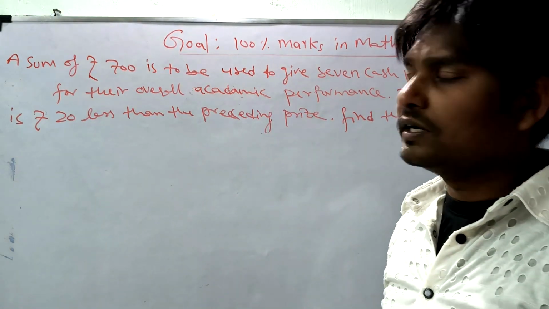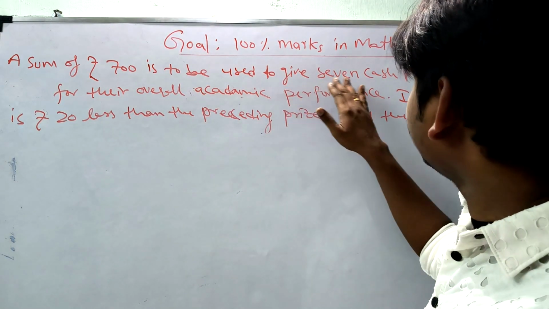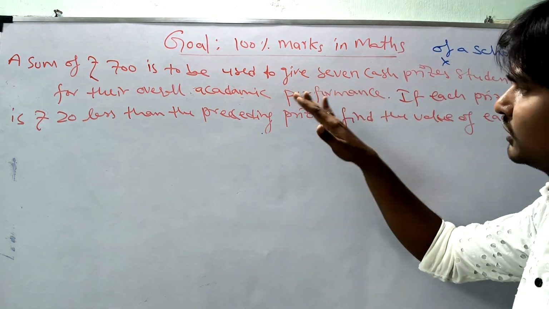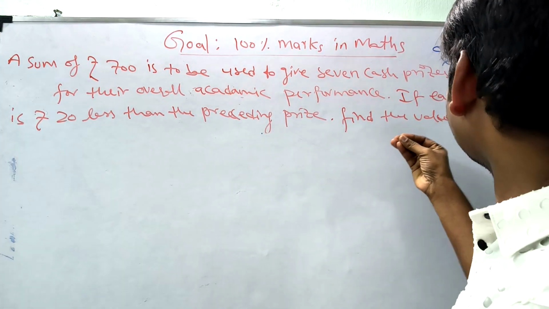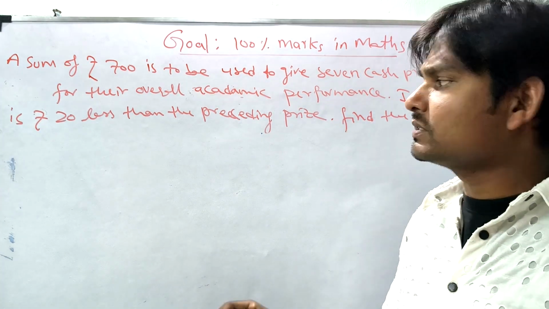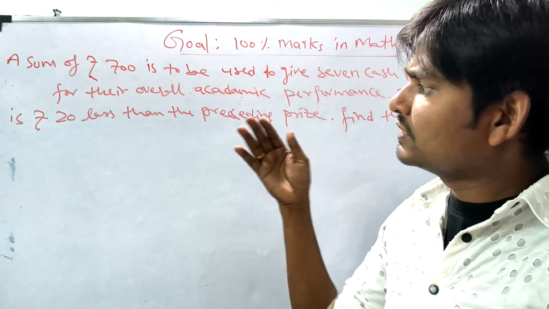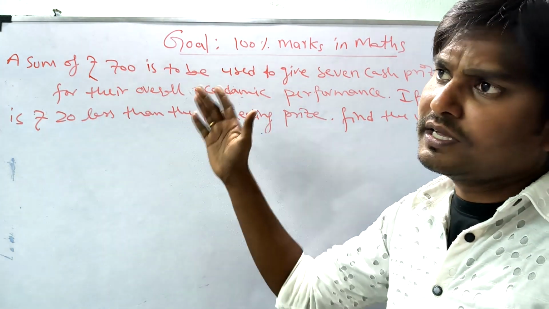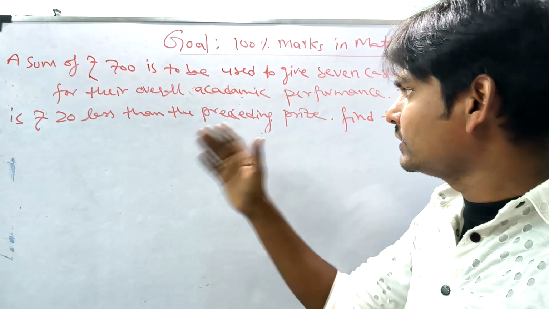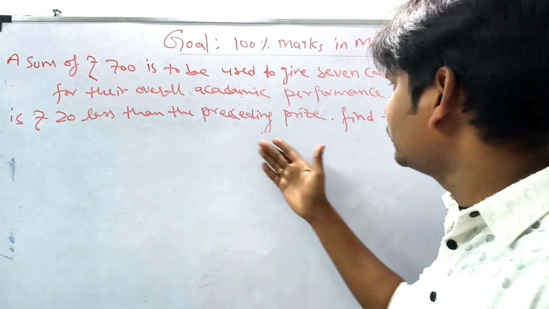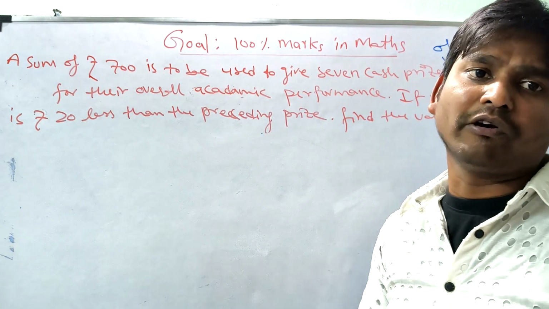Each prize means, up to how many students are they giving? 7 students, nothing but up to 7 terms. Means 7 prizes we have to calculate. It is a decreasing pattern, 20 rupees decreasing from the first prize to the second prize, to the third prize, again 20 rupees, like that. Up to 7 terms we have to find out. Nothing but an AP.